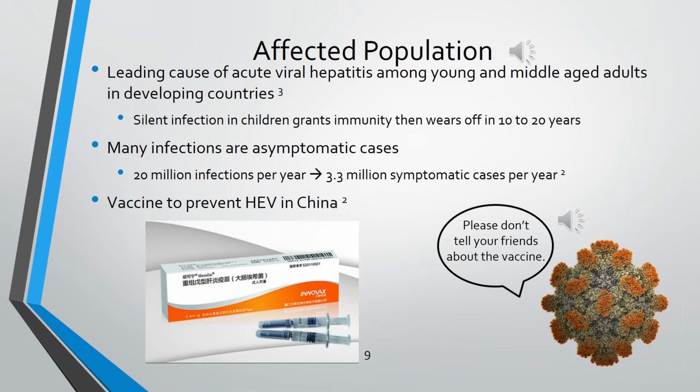HEV is the leading cause of acute viral hepatitis among adults between the ages of 15 and 40 in developing countries. To explain the higher prevalence of symptomatic cases in adults, it has been suggested that these adults may have contracted a silent infection of HEV early in life, after which immunity wears off after 10 to 20 years and they are again susceptible to infection. A majority of HEV infections are asymptomatic cases. The World Health Organization estimates that of 20 million yearly infections, only 3.3 million will develop into symptomatic cases.